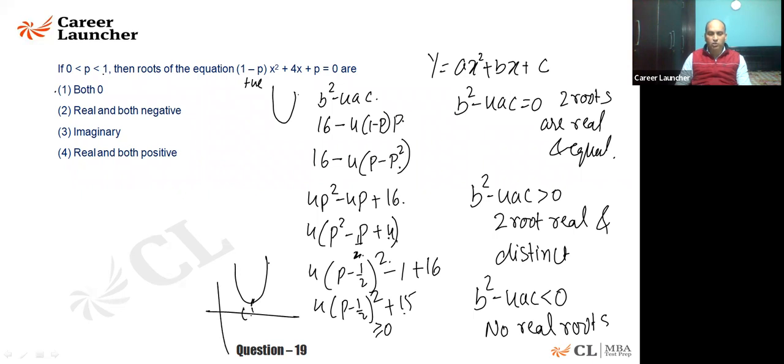So I'll say when x is equal to half, this is coming out to be 15. When something is hanging in the air, it is not touching the x-axis. Can the roots be real? No, never. Is that fine? So there will never be real roots. Can I say the roots are imaginary?